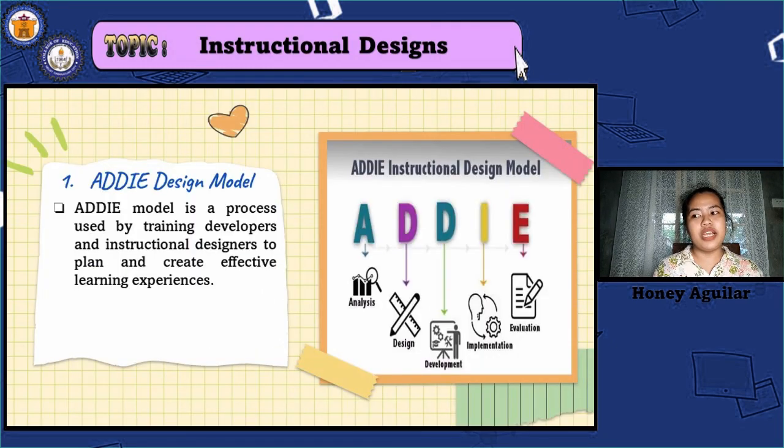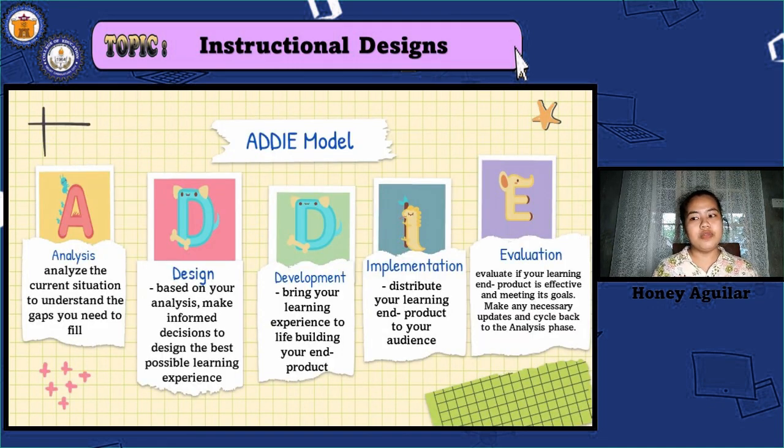The ADDIE model is a process used by training developers and instructional designers to plan and create effective learning experiences. ADDIE is an acronym that stands for A for analysis, D for design, D for development, I for implementation, and E for evaluation. First, let us define the A, which is analysis. Analysis, the first stage, means to analyze the current situation to understand the gaps you need to fill. Analysis phase can be considered as the goal-setting stage.